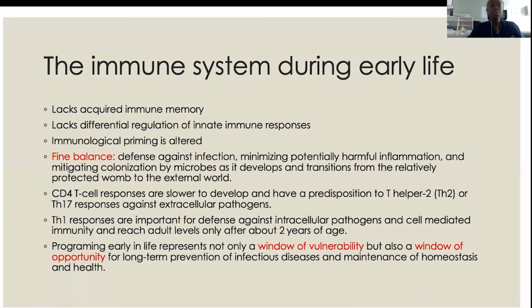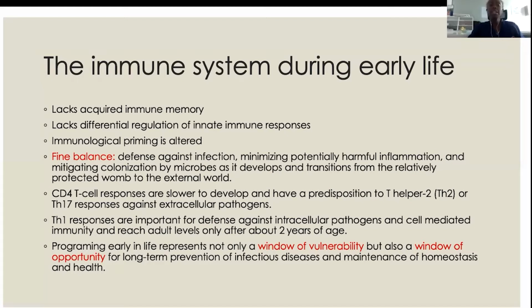There's also immunological priming that tends to be altered at this stage of life. There's a fine balance that has to take place. The immune system at this stage is trying to defend against infection, but at the same time minimize potentially harmful inflammation, and at the same time mitigate colonization by microbes as it develops and transitions from the relatively protected womb to the external world.